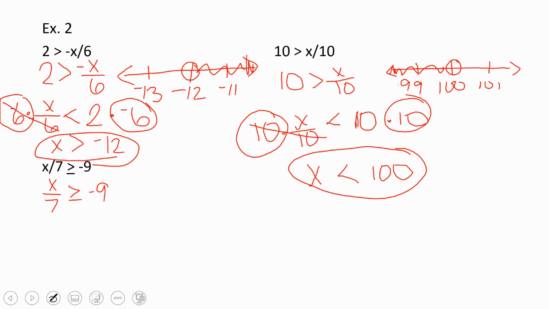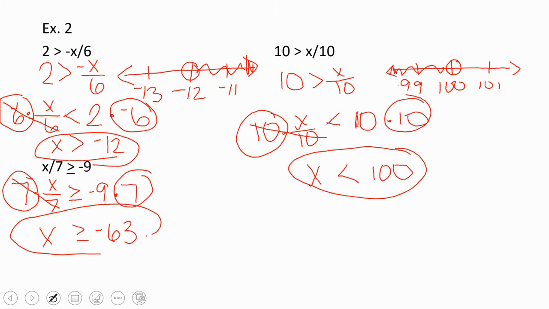Okay, last one. So I have x divided by 7 is greater than or equal to negative 9. Since I'm dividing by 7, I'm going to multiply both sides by 7. 7 divided by 7 is 1. Negative 9 times 7 is negative 63. Since I multiplied by a positive, I'm going to keep my sign the same. It's greater than or equal to, so I'm going to fill in my circle and shade greater than.